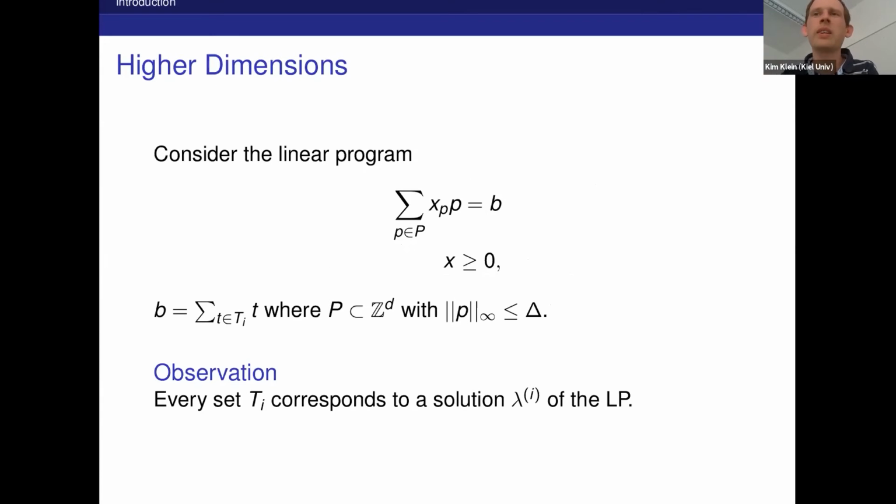So for the higher dimensional case, we consider the linear program. And the linear program is just a different way of writing the sets. So x_p just states the multiplicity, how often one vector occurs in a set. And then P is every possible vector, so every vector that is bounded in the infinity norm by delta. There are only parameter many.